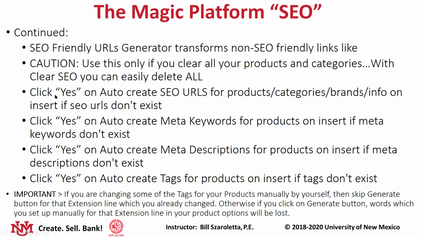And you want to make sure you click yes on auto create SEO URLs, click yes on auto create meta keywords, click yes on auto create meta descriptions, and click yes on auto create tags for products if you insert them, if the tags don't exist. Now, it's really important if you're changing some of the tags for your products manually or by yourself, then skip the generate button for that extension line. Otherwise, if you click the generate button, the words which you put in will be overwritten.